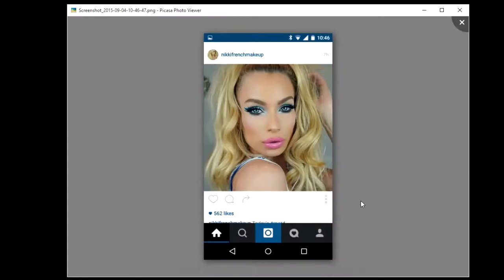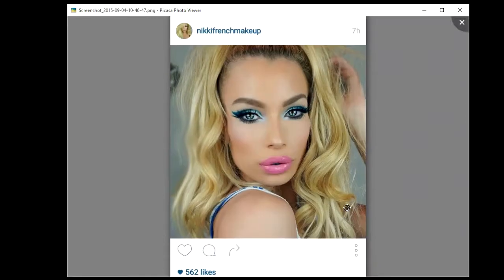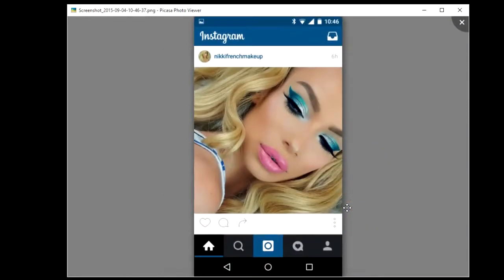So here's Nikki French Makeup, super account, go check it out. Now you'll see that's very clearly a Square image. Looking at another one, we have also a Square image. I'm fascinated to see what accounts like this do with the new aspect ratios.